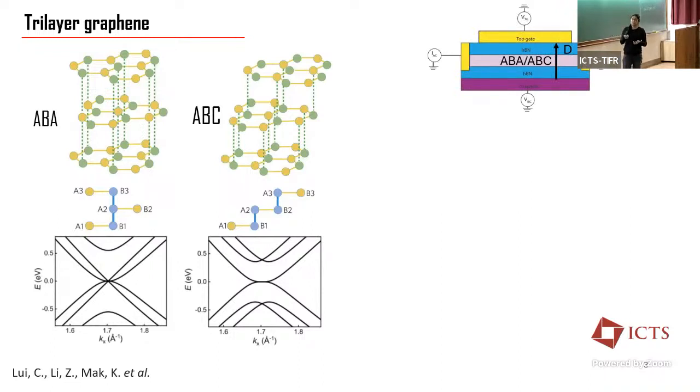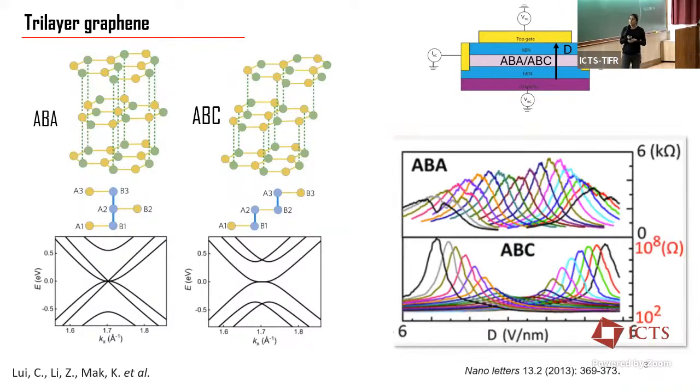So this is the device schematic, and we have applied the interlayer potential to the outer layers. In ABA trilayer graphene, as we put the interlayer potential, the resistance at the charge neutrality point does not change much. But in ABC trilayer graphene, as you will see here, there is a huge increase in the resistance even if we put a small potential difference. Hence, there is a band gap opening in ABC trilayer graphene, whereas in ABA trilayer graphene there is no band gap opening.